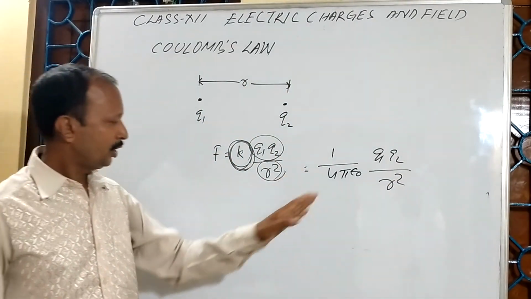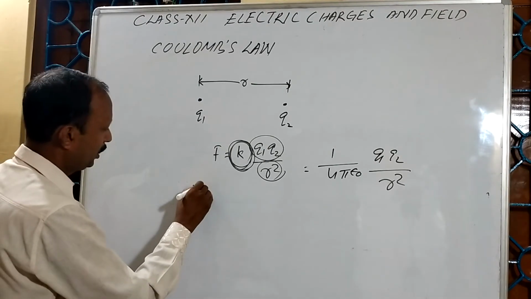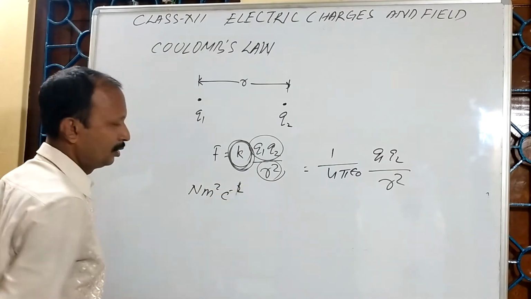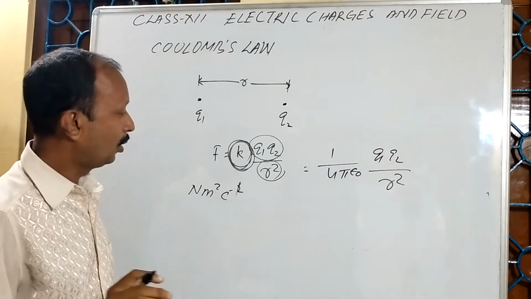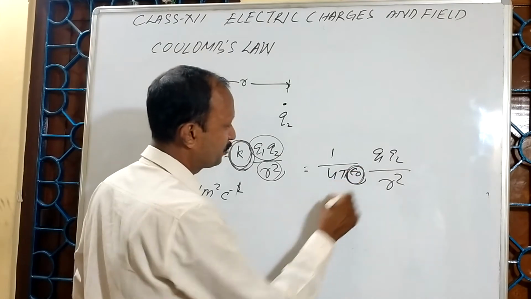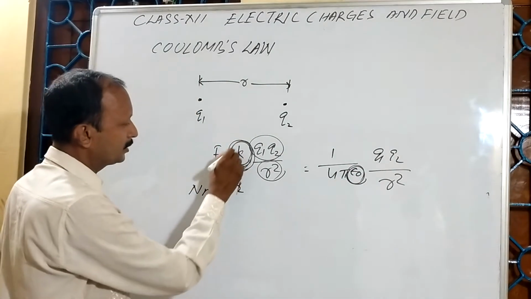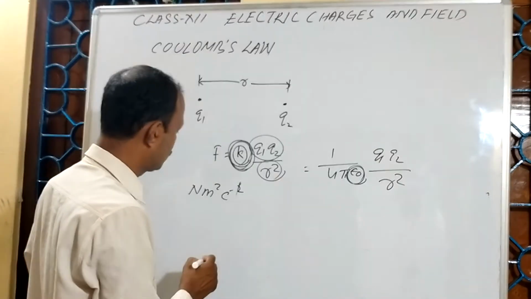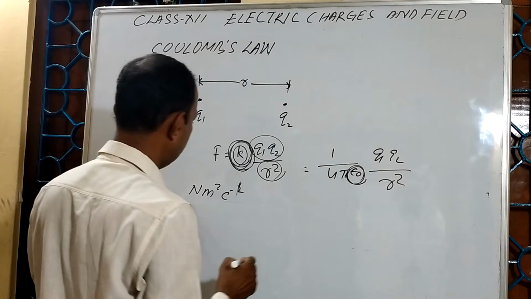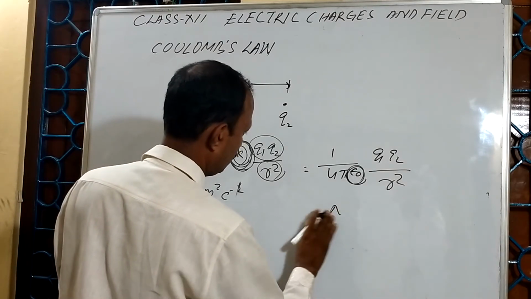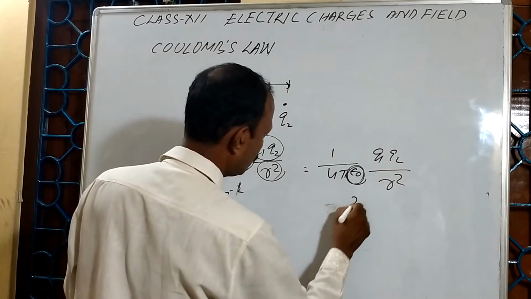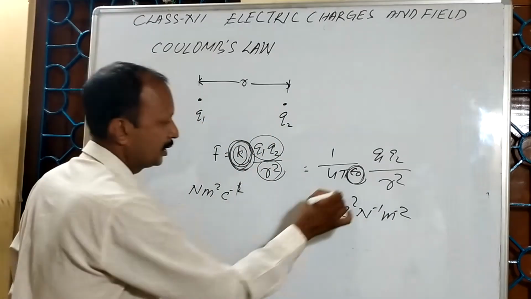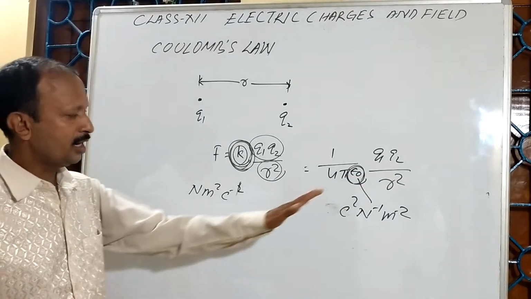So the unit of K we got is Newton meter square per Coulomb square. So what about the unit of this permittivity? Here it is the numerator, here it is the denominator. Definitely its unit will be reversed. It will be Coulomb square per Newton per meter square. This is the unit of epsilon naught.